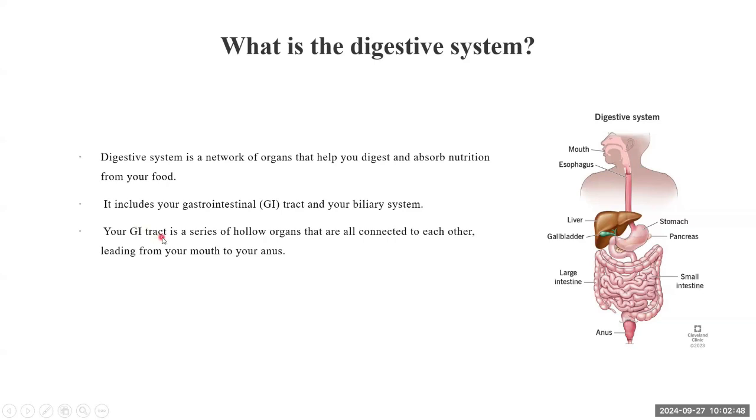Basically, the GI tract is a series of hollow organs. Hollow means not solid. It's basically a hollow pipe-like tract of different interconnected organs that help you digest your food and get your required nutrition from your food intake, whether it's liquid, solid, or semi-solid, whatever it is.